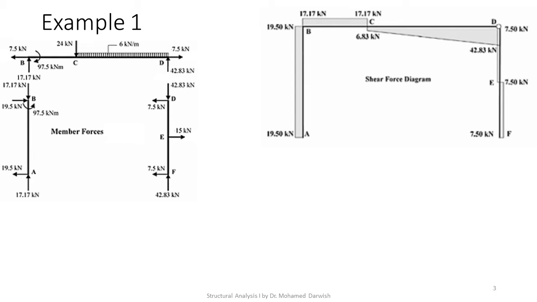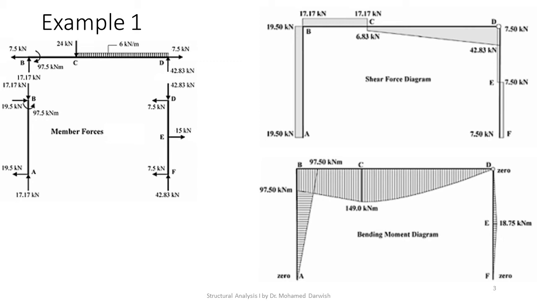If we take a section just beneath D, we will see 7.5 minus 15, so this will give us negative 7.5 kilonewton. Then just at the location of point E, a sudden change happens, which is the presence of the concentrated load. So instead of having a minus 7.5, now it's minus 7.5 plus 15, so it is plus 7.5 kilonewton. Then at joint F, it should close again to be 0. So it will drop from 7.5 to 0. So the shear force should close.